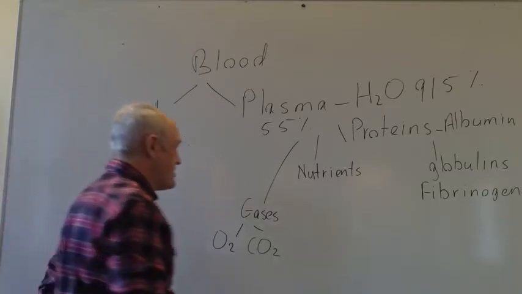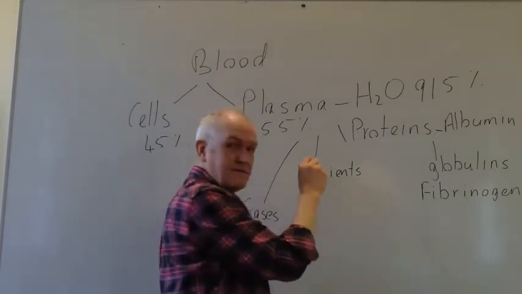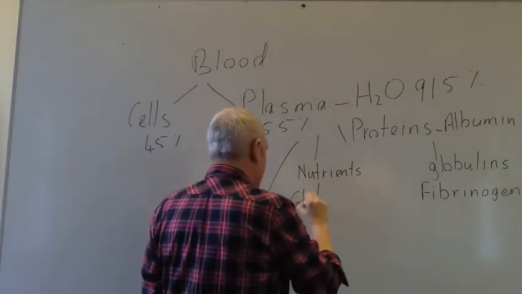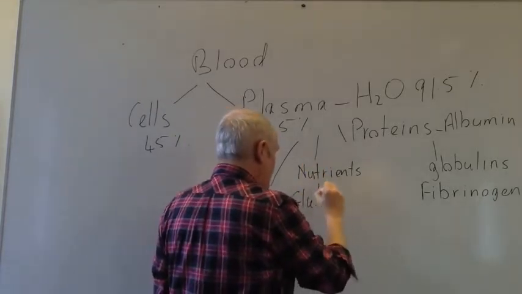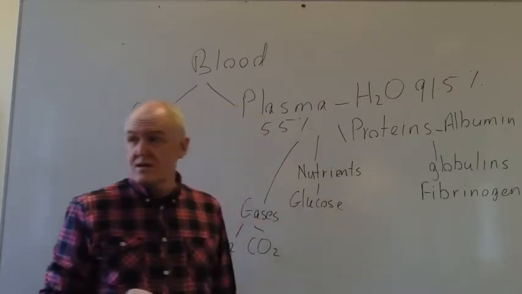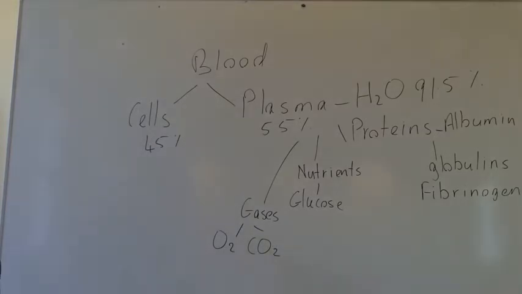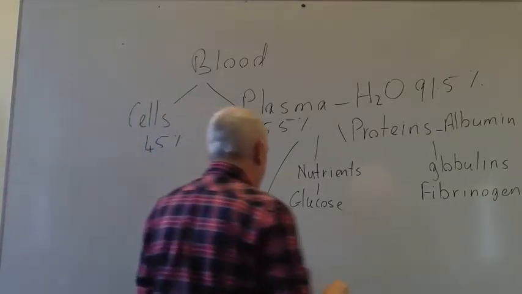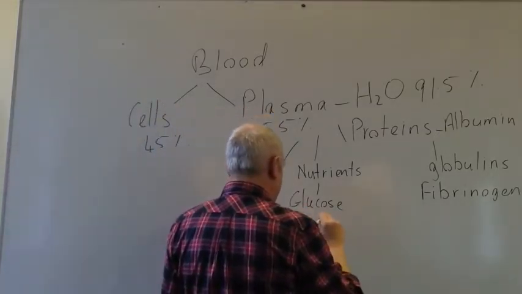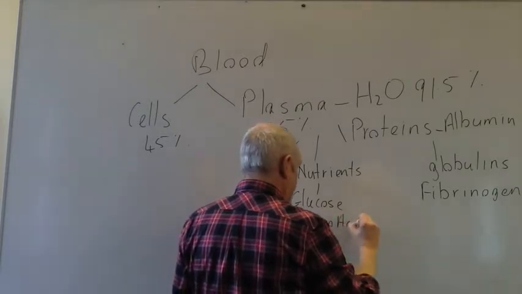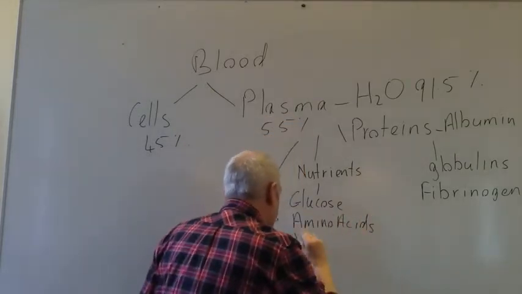What was the main nutrient in the blood we looked at last week? Glucose. Yep. And of course, any nutrient that goes from the gut to the tissues of the body has to be carried in the blood. It's not going to get there any other way, so you might think of amino acids. You might think of vitamins.